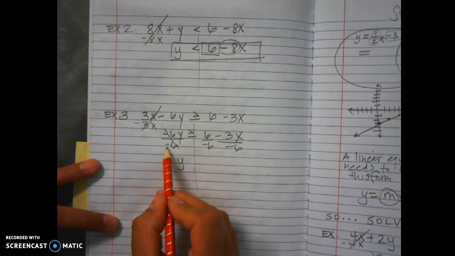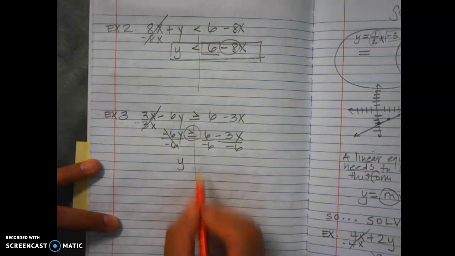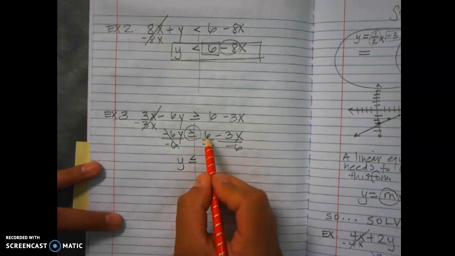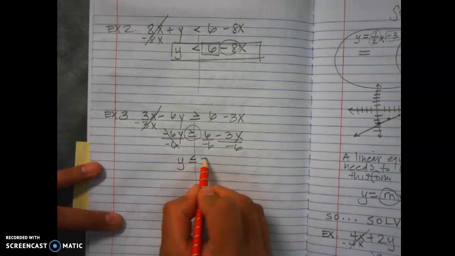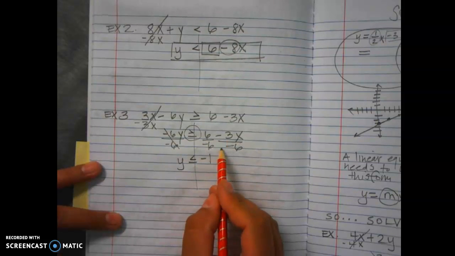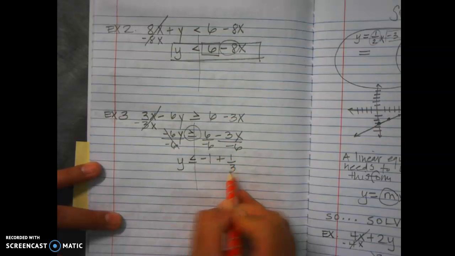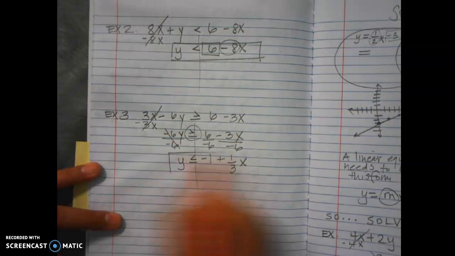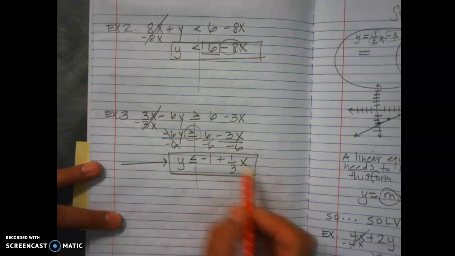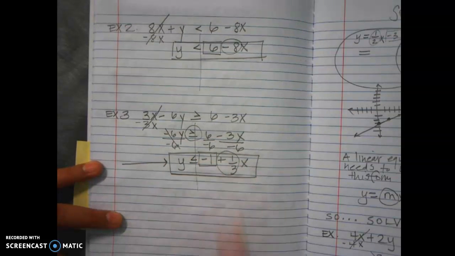But guys, remember when we divide by a negative, my sign is going to flip directions. So when I'm done, it's going to be facing that way. 6 divided by negative 6 is a negative 1. Negative 3 divided by negative 6 will give me a positive 1/3 x. Once we have y by itself, we're done. I can identify what my slope is, and I can identify what my intercept is.